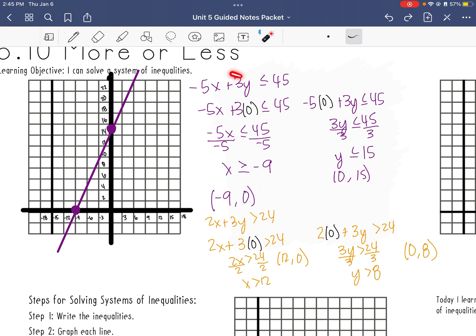Now we're checking, is 0 less than or equal to 45? Well, yeah, 45 is a lot bigger than 0. So that tells us that we do want to be shading in down here. Okay, so if this is the area that we want to be shading in, then we would take this and we would shade this side of the line.